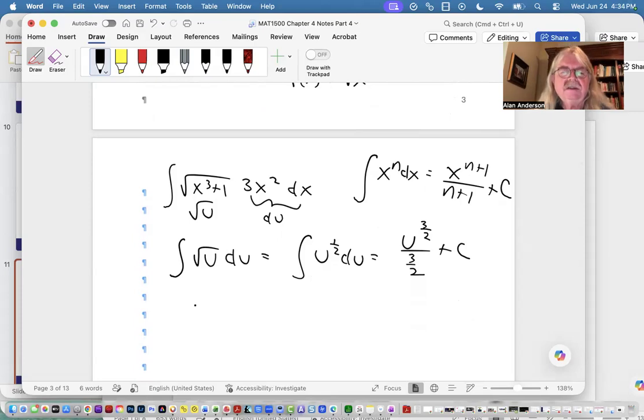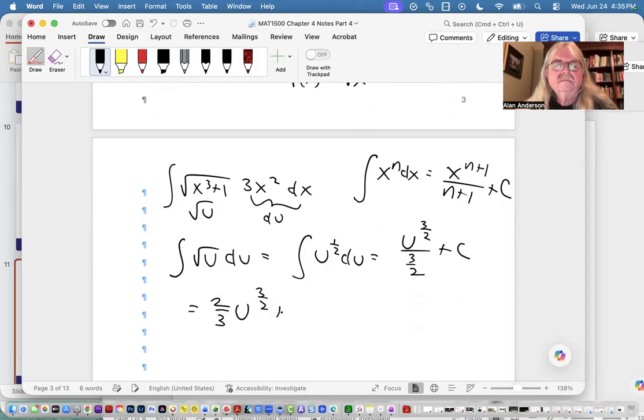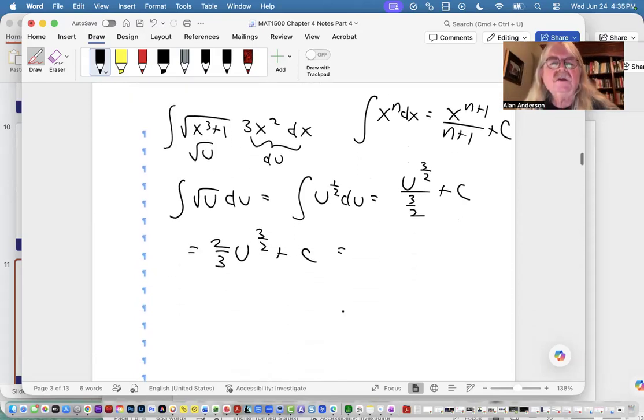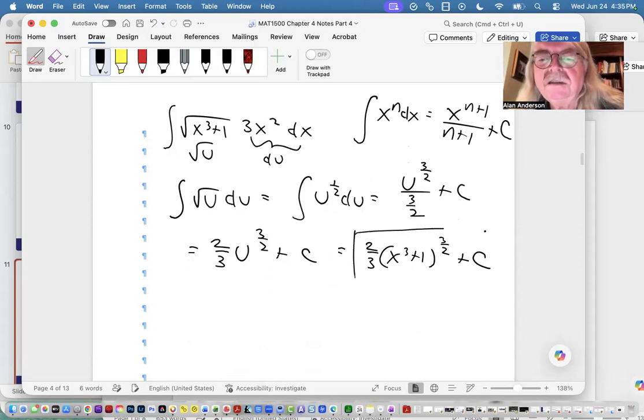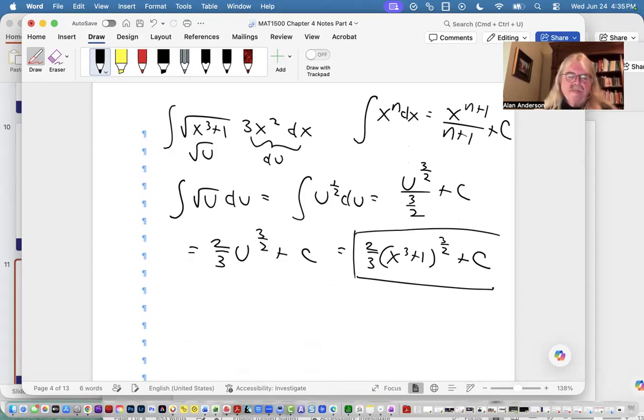First, let's simplify it a little. And remember, u at some point we defined to be x cubed plus 1. And that's our final answer. And again, if you're not sure, you can double check. You'll need to use the chain rule, but you can certainly confirm it, and it will bring you back to the original function that we had: square root of x cubed plus 1 times 3x squared.